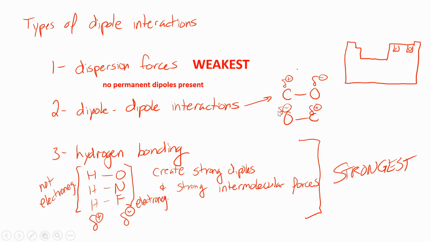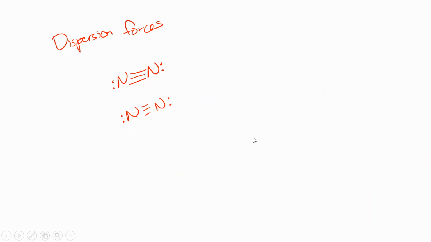Dispersion forces are the weakest, and dispersion forces happen when there are no permanent dipoles present. So if you don't have this difference of electronegativity that we have in CO bonds or NH bonds, when that's not present, then we get dispersion forces. Dispersion forces are a little bit harder to explain, so they get their own slide, which we'll go to now.